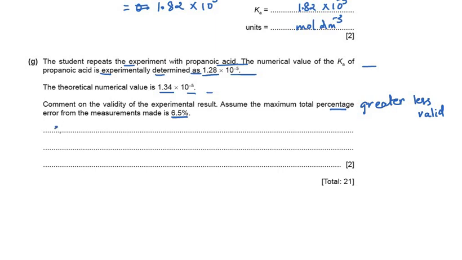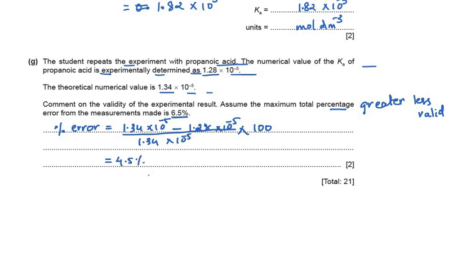If we want to find out the percentage error, what we are going to do is subtract both the values, that is 1.34 into 10 power minus 5 minus 1.28 into 10 power minus 5, and we are going to divide this by our actual theoretical value, 1.34 into 10 power minus 5, and multiply that by 100. Now if we do this calculation, we get the percentage error as 4.5%.